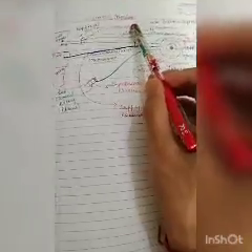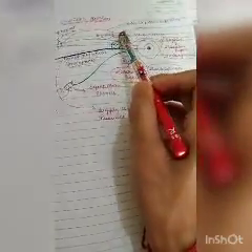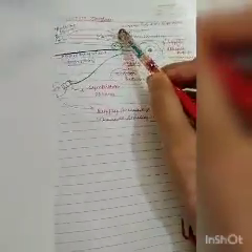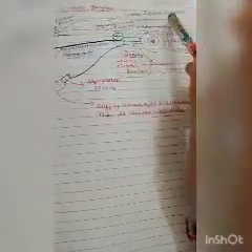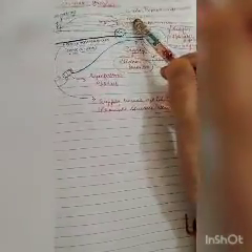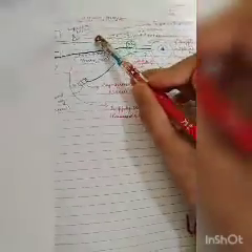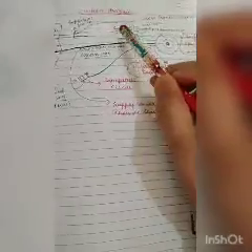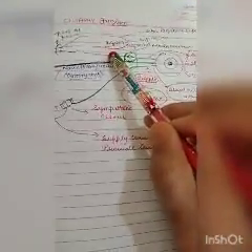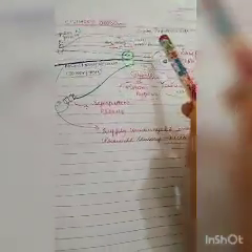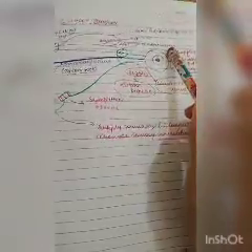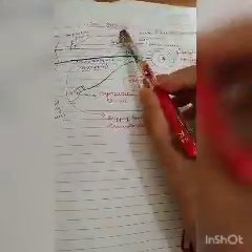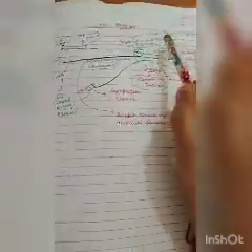The upper branch will again divide into two parts. The first part will supply the levator palpebrae superioris and the second will supply the superior rectus. The lower branch will supply the inferior oblique, inferior rectus and medial rectus. These are the muscles to which the lower part of the oculomotor nerve supplies.